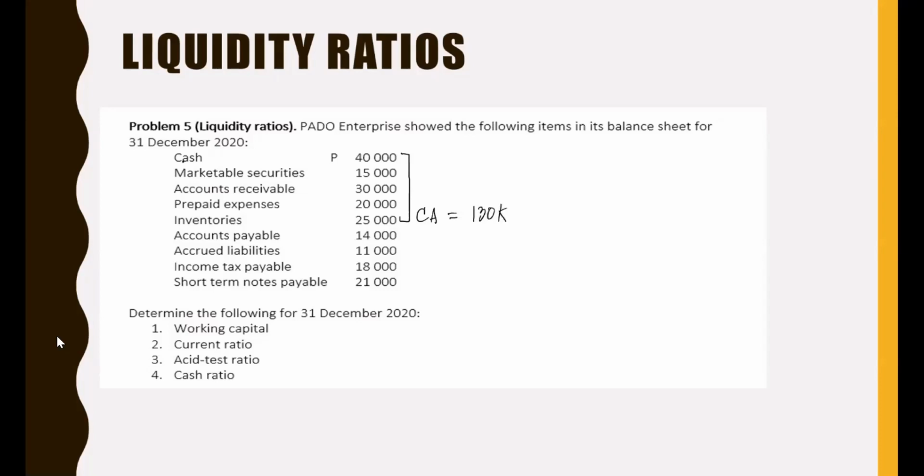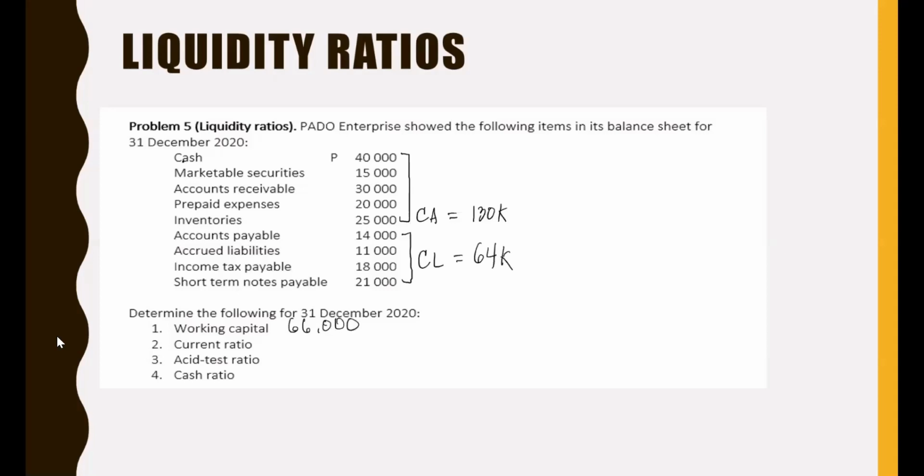While the total current liabilities, so how much is our total current liabilities? Accounts payable is included, accrued liabilities, income tax payable, and short-term notes payable. All of these will form part of your total current liabilities. So the total current liabilities amounted to 14 plus 11 plus 18 plus 21, sorry, 64,000. So our working capital is the difference between the two, 130 minus 64, which is 66,000.